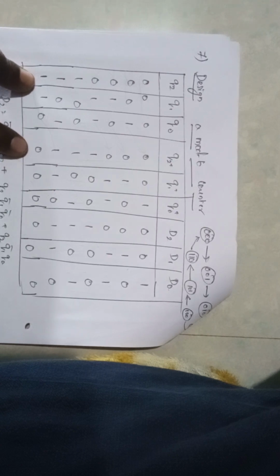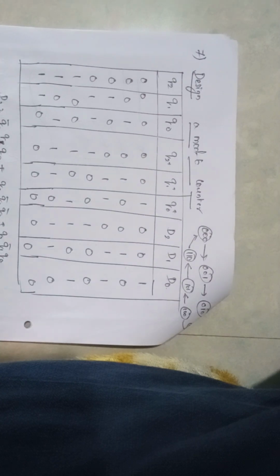Q2 is 1 here, Q2 plus is 0. So it is reset. So K equal to 1, J equal to 0.